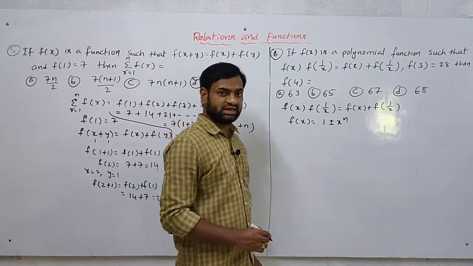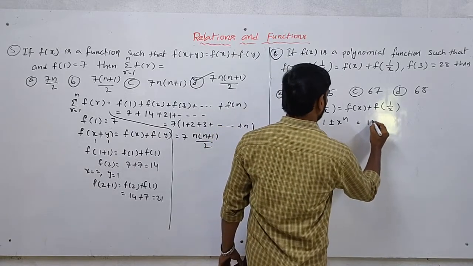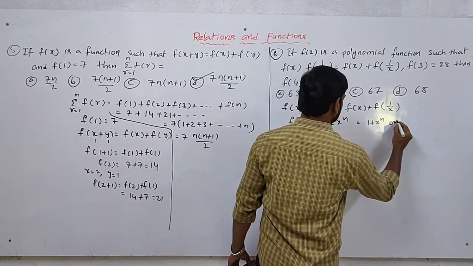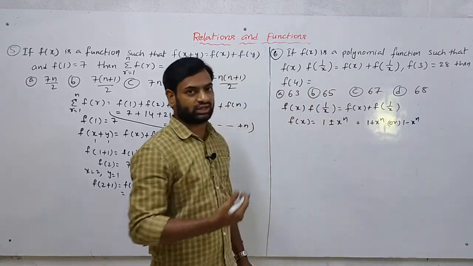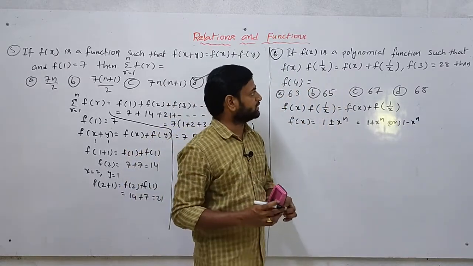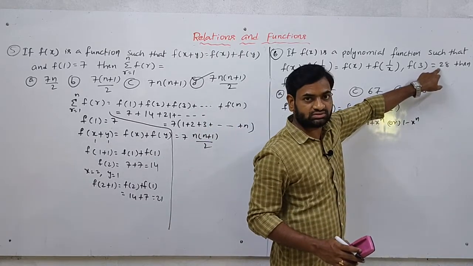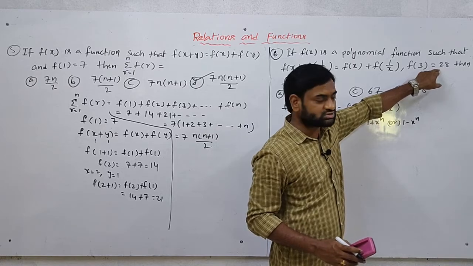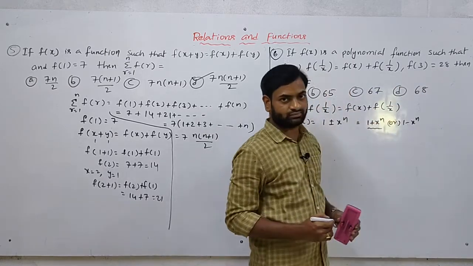1 plus or minus x power n. That means which one? That equal to 1 plus x power n or 1 minus x power n. So which one do we have to take? See here, carefully. When it is given in positive terms, we have to take 1 plus x power n.